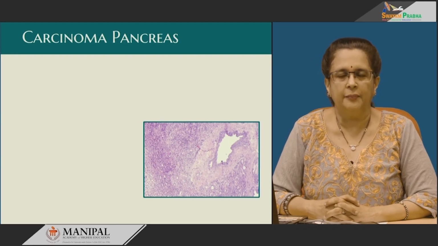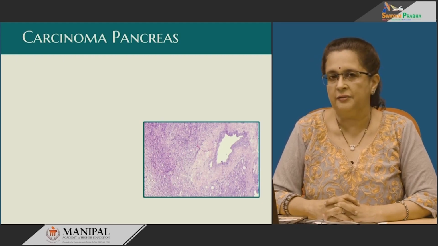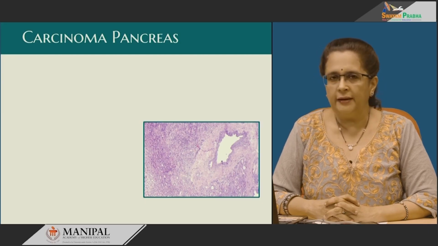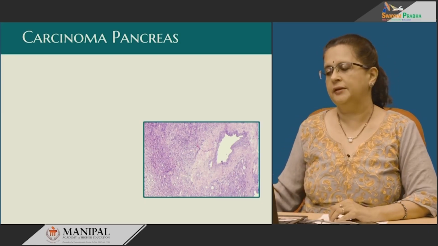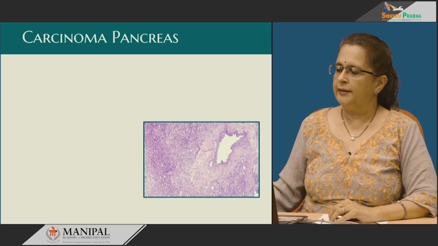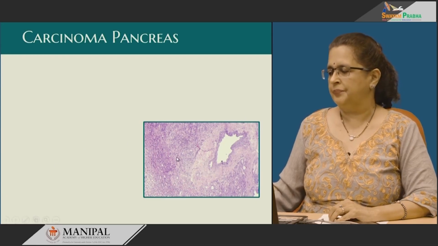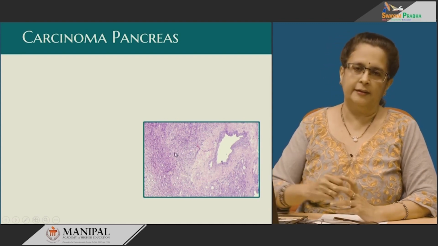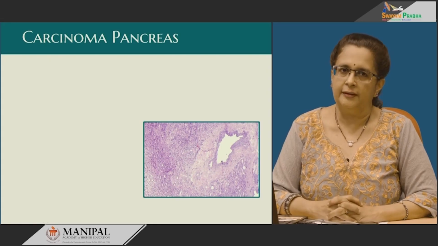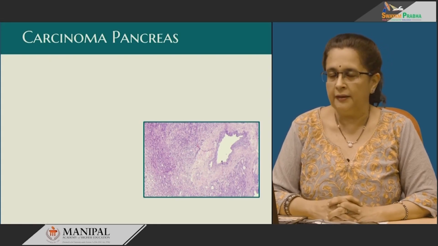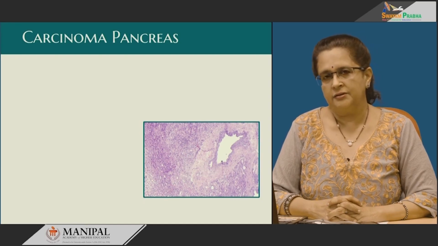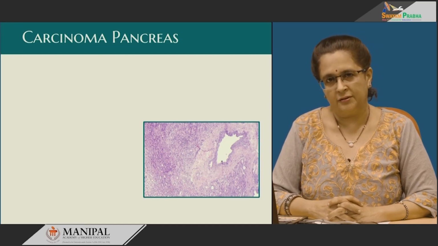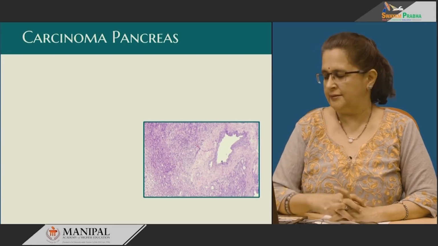is the most common type, and that arises from the exocrine part. So, pancreas, as we see in this picture, has both the exocrine and the endocrine part. Now, the exocrine part is seen to be indicated by the ducts as well as the acinar cells. Now, whenever we say pancreatic adenocarcinoma or pancreatic ductal adenocarcinoma, we mean the carcinoma arising from the pancreatic ducts. Now, this is also known in lay terms or layman's terms as pancreatic cancer.